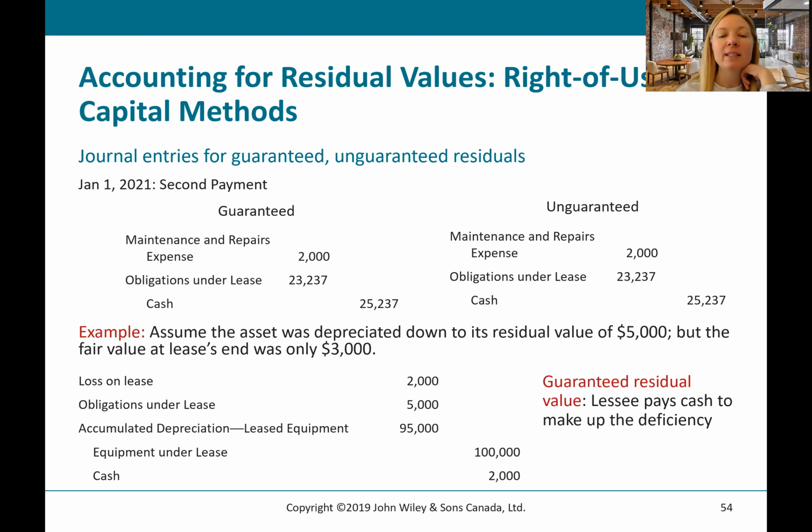Now assume that the asset was depreciated down to its residual value of $5,000, but the fair value at the lease's end was only $3,000. Then we're going to have a loss on the lease of $2,000, because we said that it would be worth $5,000, which is what everything's going to be worth at the end of the lease, and we're going to need to recognize a loss for the fact that the value is less.